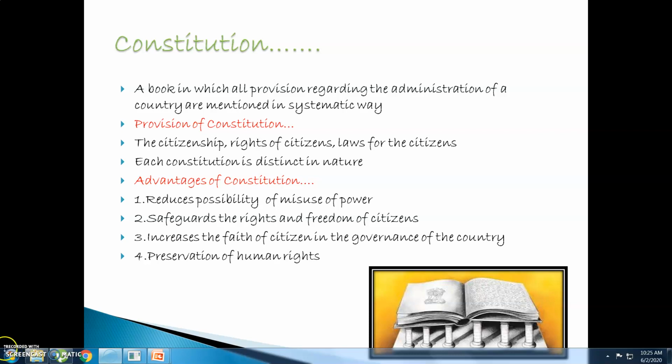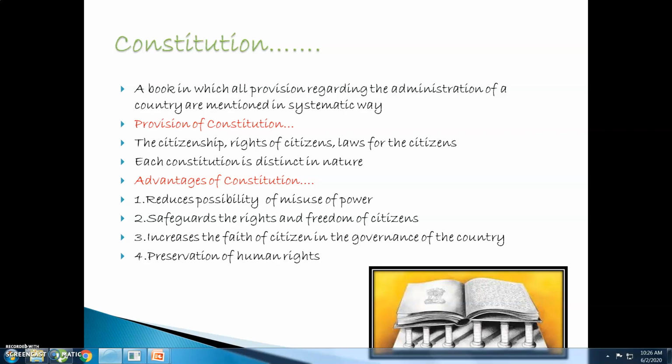It safeguards the rights and freedom of citizens. As citizens of India, all of us have some rights and some duties towards our country. All the rights, all the freedoms, all the laws and rules for all of us are mentioned in a book, and that book is called the Constitution of India.